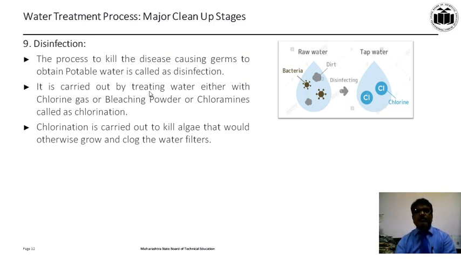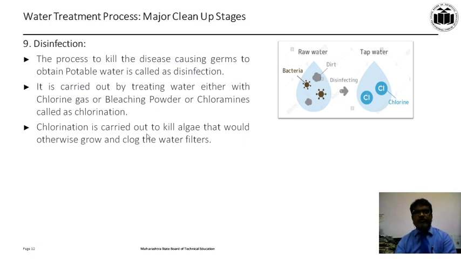So it is carried out by treating water either with chlorine gas or bleaching powder or chloramines, and this process is called chlorination. Chlorination is the process of adding chlorine into the water for disinfection purposes. Now chlorine is available in three forms. Okay, chlorine gas means gaseous form, bleaching powder means solid form, and chloramines means liquid form. So therefore it has three types given.